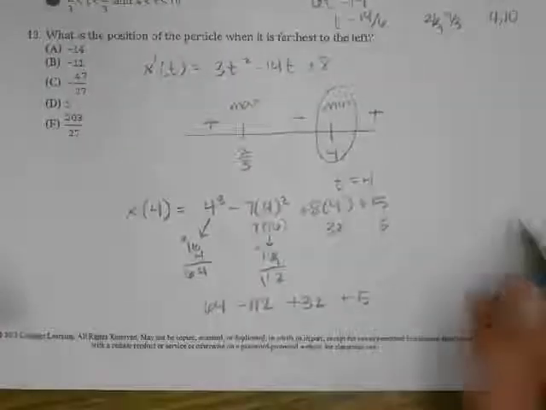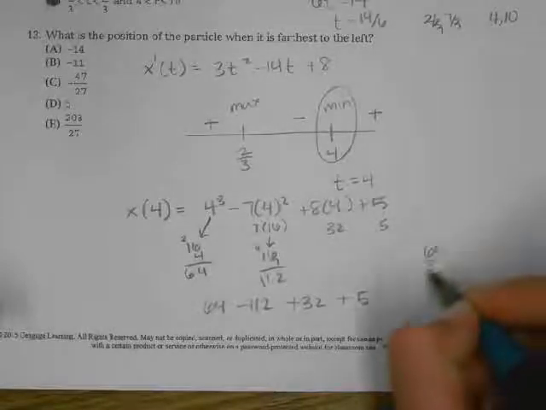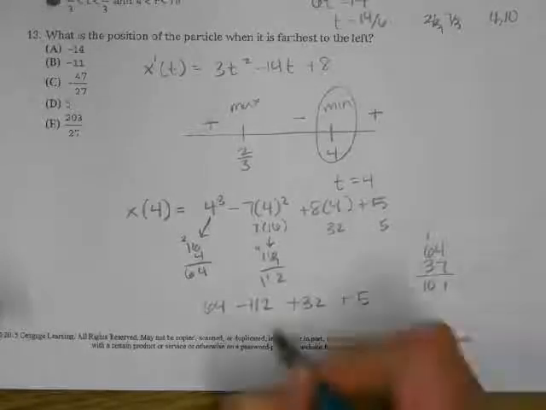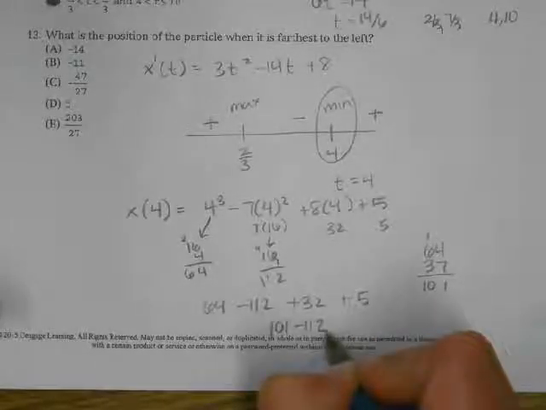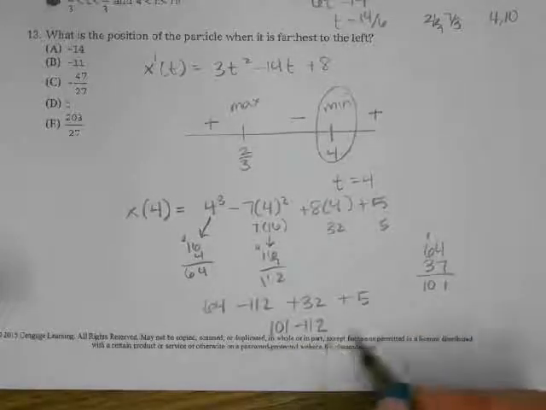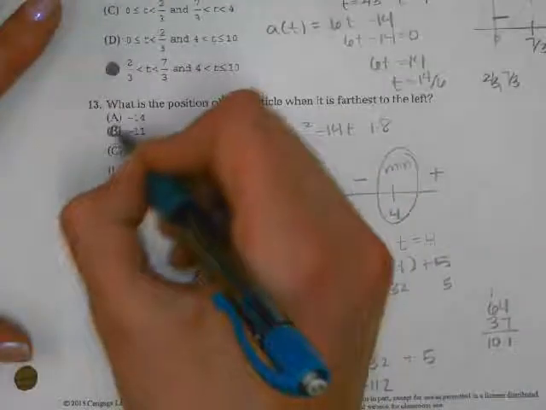And I went ahead and I put all my positive numbers together. So I had 64 and 37. So I had 101 minus 112. I was like, oh crap, how far apart are those? They're 11 apart, so it's negative 11. It's a lot of math to do by hand.